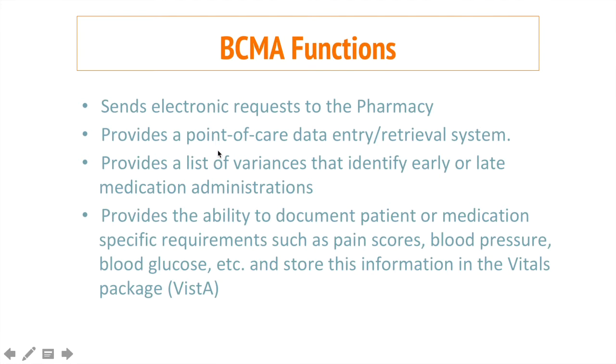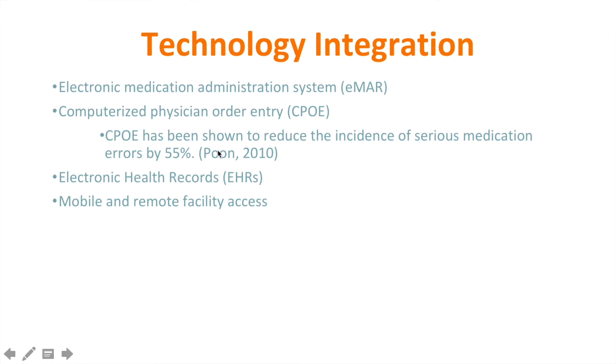So within this, we have to realize that other systems are also going to be included, such as computerized physician order entries, CPOEs. CPOEs alone have been shown to reduce the incidence of serious medication-based errors by over 55%. These will help with inclusion into the EHR system, otherwise known as electronic health record, and like we discussed, being able to utilize these systems from mobile and remote facility access.